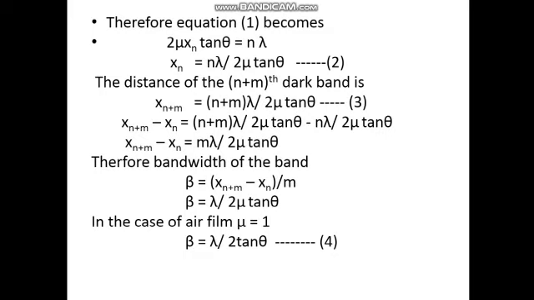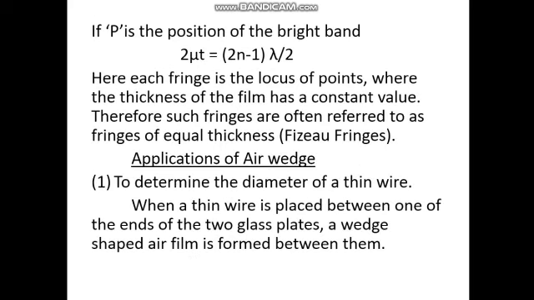Therefore, the bandwidth of the band, beta, is equal to x(n+m) minus xn divided by m, that is, beta is equal to lambda divided by 2 mu tan theta. But for an air film, mu is equal to 1, therefore beta is equal to lambda divided by 2 tan theta. If P is the position of the nth bright band, then 2 mu t is equal to (2n minus 1) lambda by 2.